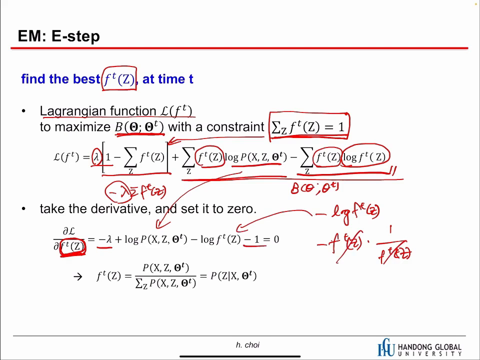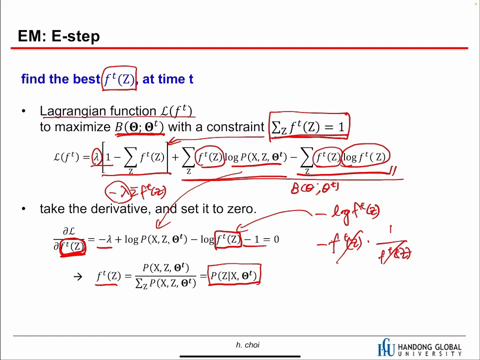And then we rearrange the terms. So we have f of z here, and we can rearrange the term. Then f of z will be p of z given x and theta t. So this means the best f of z is the conditional probability of z given x and theta t. Actually, this is quite intuitive, quite straightforward, in a sense trivial, right?